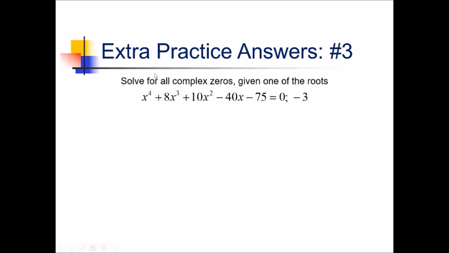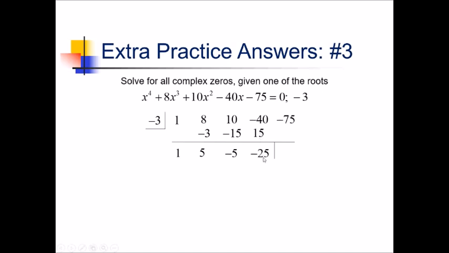So let me write out my coefficients. We've got 1, 8, 10, -40, and -75. And we'll use -3 as our box number. So bringing down the 1, we've got -3 times that, giving us -3. Plus 8 is going to be 5, times -3 is -15. Plus 10 is -5, times -3 gives us 15. Plus -40 is -25, times -3 gives us 75, and that cancels to give us 0 for our remainder.